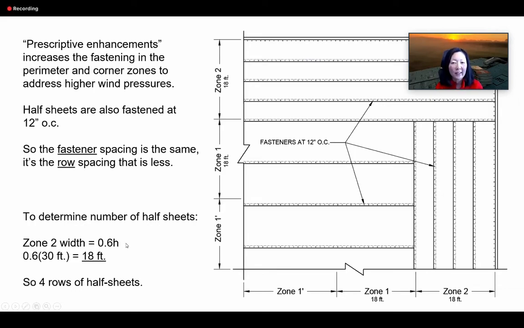So in this case, a 30-foot tall building requires 4 rows of 5-foot half sheets. And that's pretty much it. So hopefully I didn't confuse everybody after all that. But again, thanks for having me.